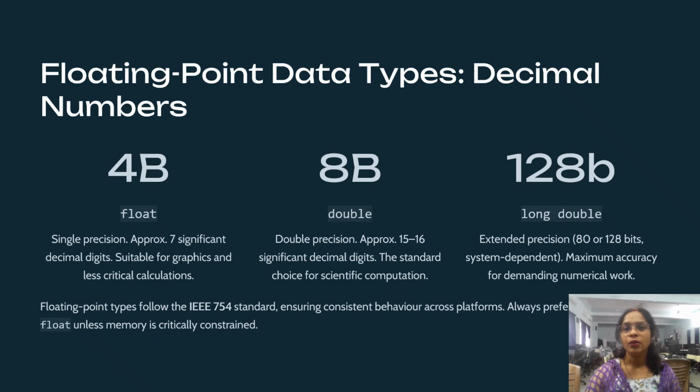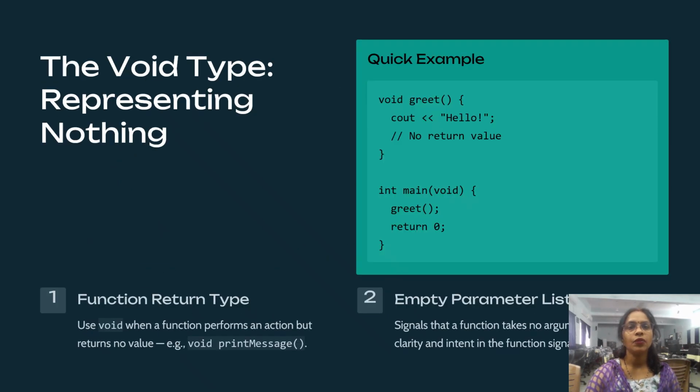Okay. Now in the next slide we discuss the void type. Void represents the absence of data. It is used when a function does not return anything, or to show that a function takes no argument. For example, void greet. This means the function performs an action but returns nothing. Void cannot be used to create normal variables, but it is used as a function return type or empty parameter list.